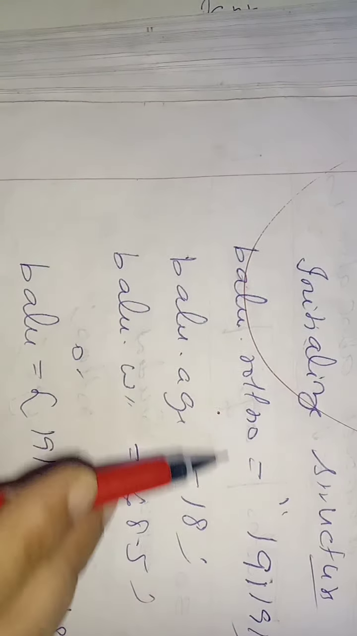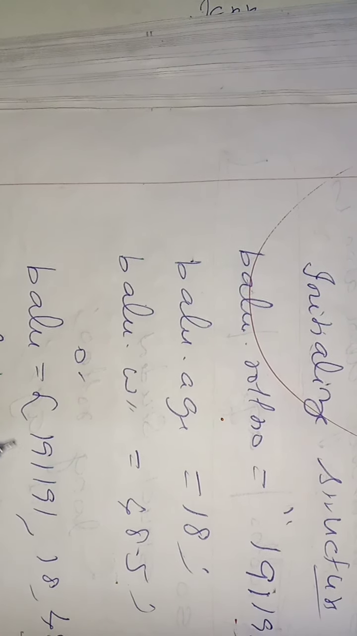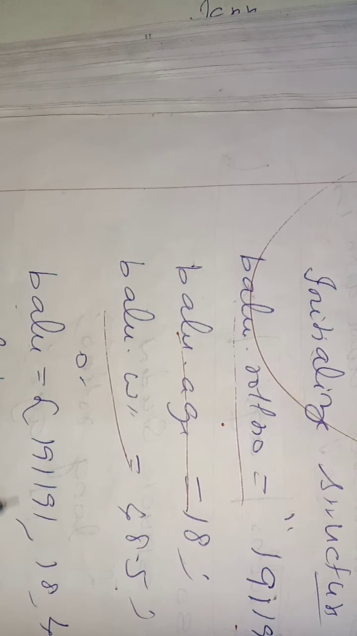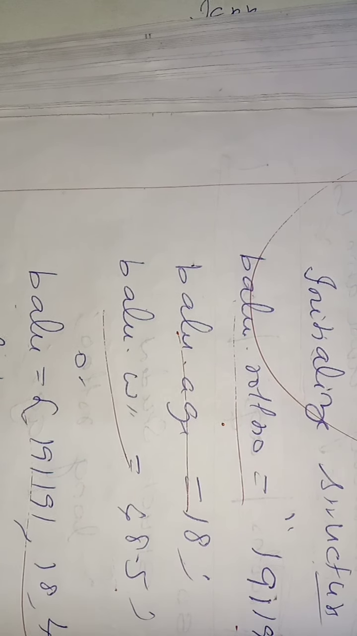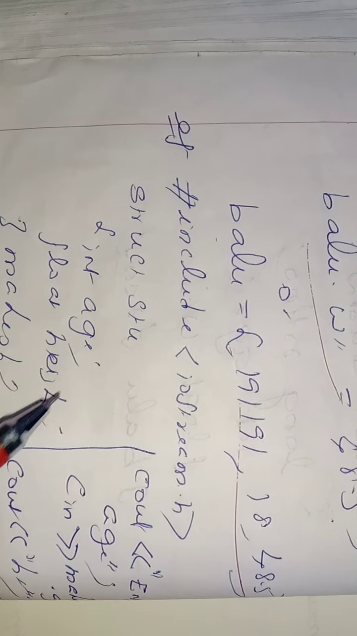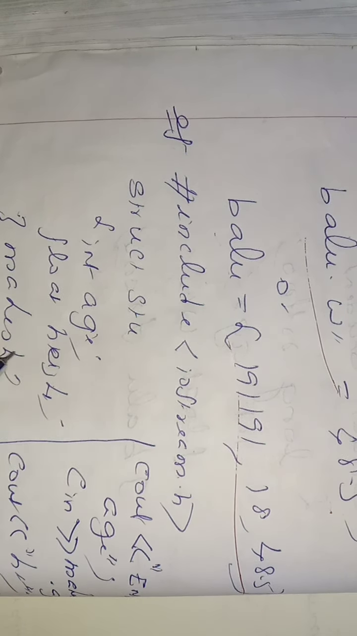Understood or not? See the fun of how it works. Balu dot roll number is the roll number, Balu dot age is the age, and weight is float. We can write it like this, or we can initialize it in a matrix form, in one single row, not a single column. So with iostream.h, struct student has age and height. For Magesh, we have Magesh.age and Magesh.height.